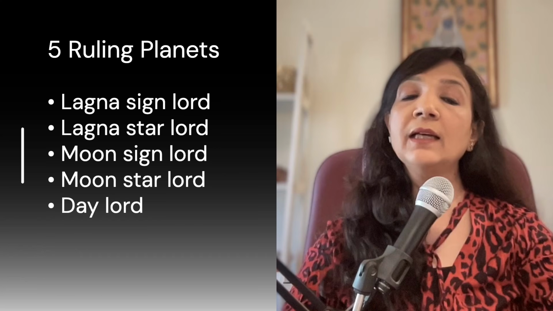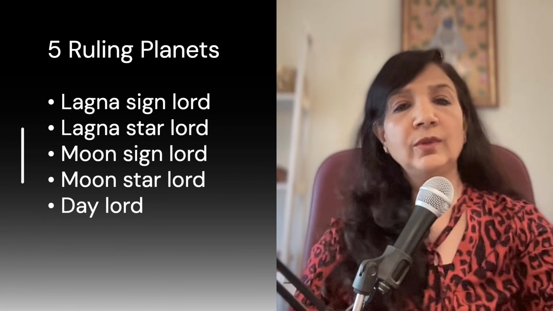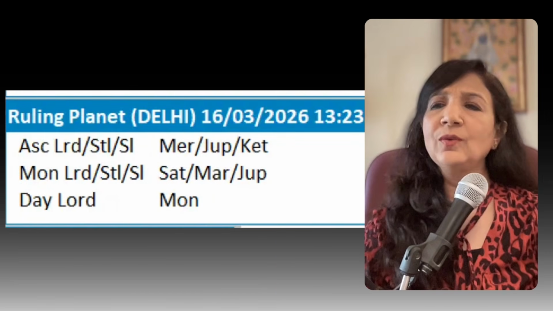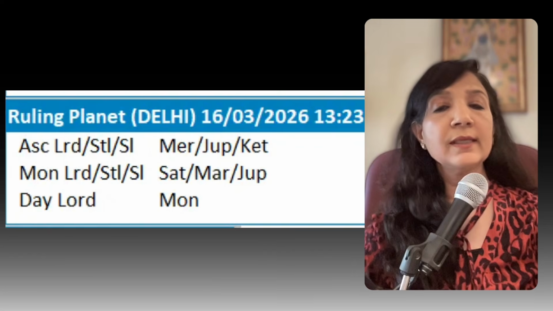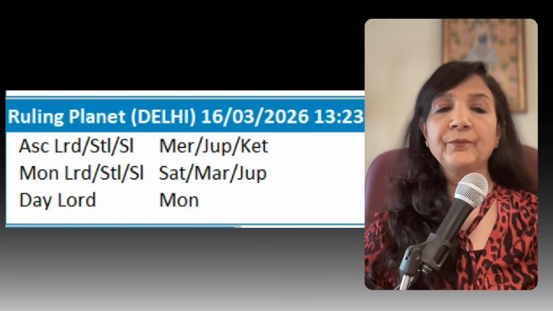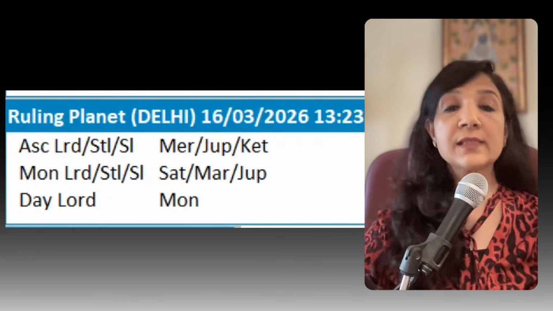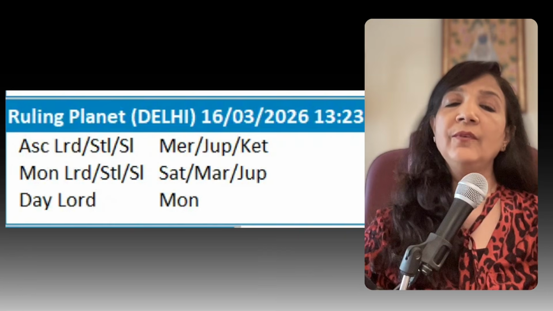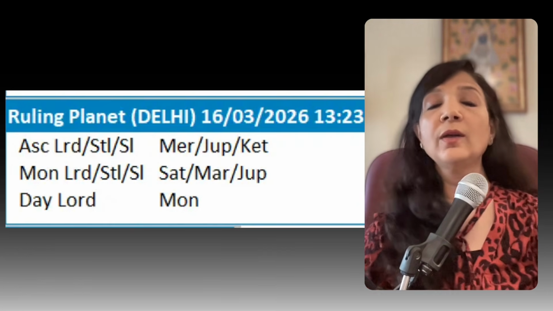Then see Lagna star lord. This you will have to check through your software, because my software shows the ascendant star also. So I can see like this. Here, ascendant sign lord is Mercury, star lord is Jupiter, and then sublord is Ketu. Moon sign lord is Saturn, and then moon star lord is Mars, sublord is Jupiter, day lord is Moon. Now we have to see Lagna star lord is important, moon star lord is important.